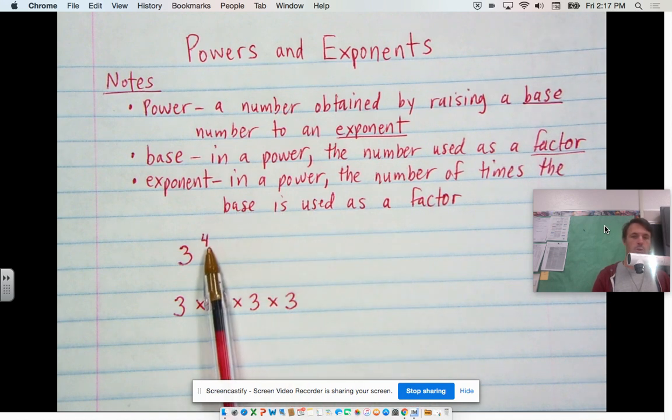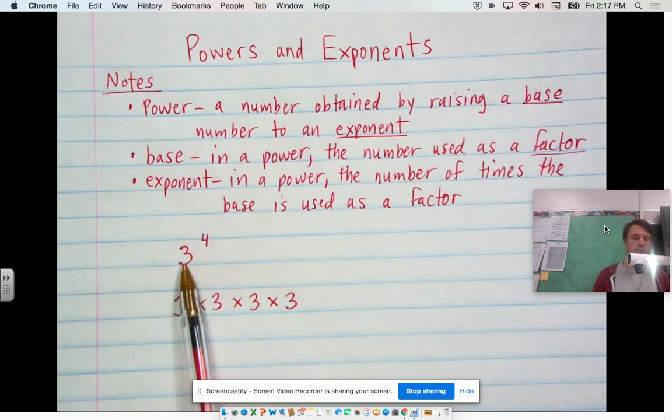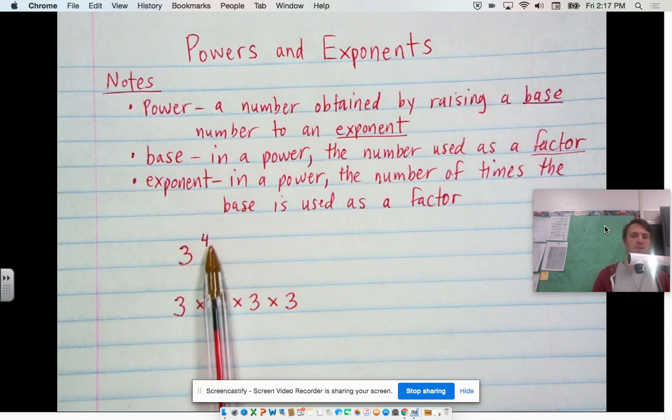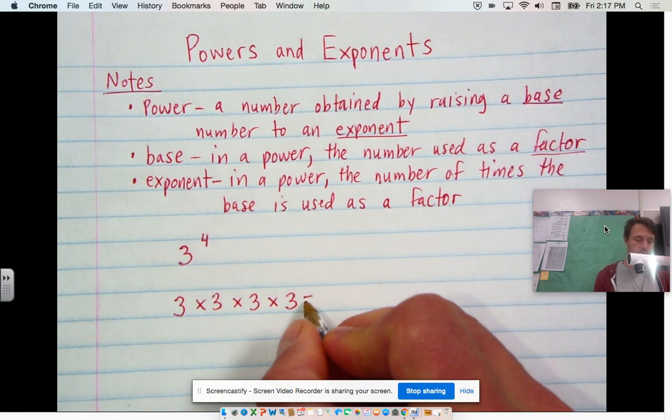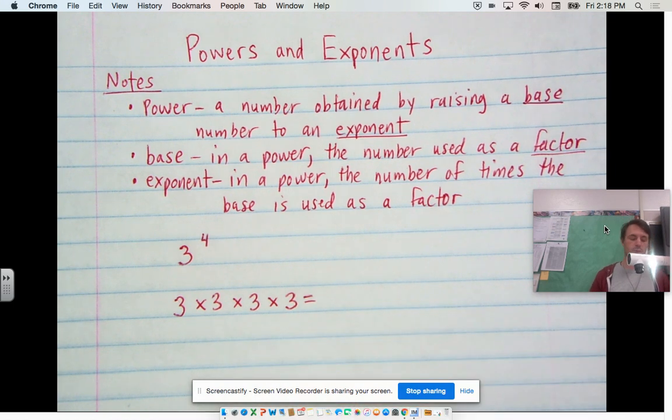So that's what the 4 shows. It tells you how many times you multiply the base by itself. We multiply 3 by itself 4 times because it's 3 raised to the fourth power. So 3 raised to the fourth power means 3 times 3 times 3 times 3. Now we just have to find out what 3 times 3 times 3 times 3 is. Well, 3 times 3 is 9. And then we multiply that by the next 3. 9 times 3 is 27.